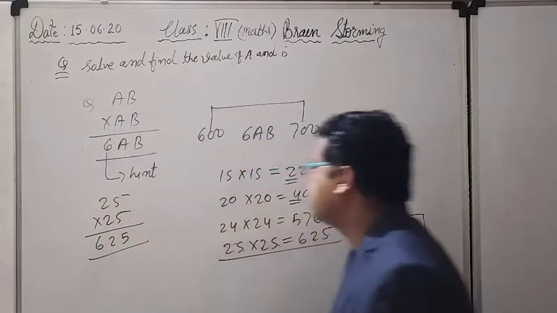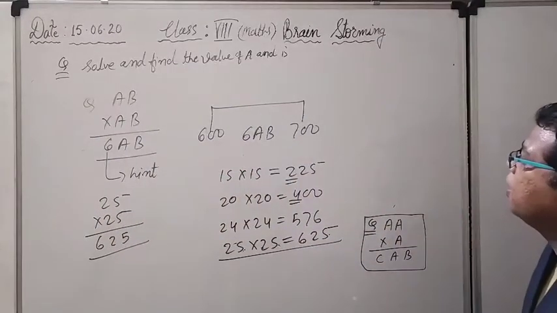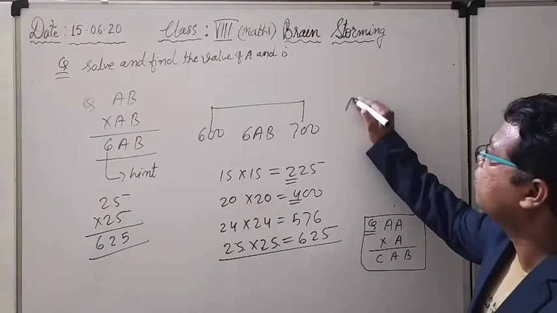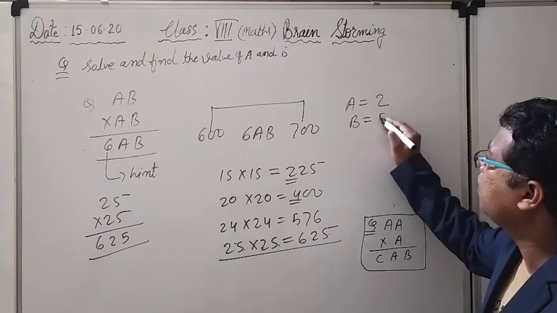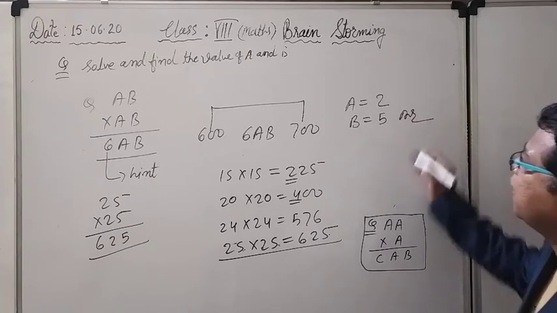And according to this, you can say what is the value of A? The value of A will be 2. What is the value of B? The value of B will be 5, and that is your answer.